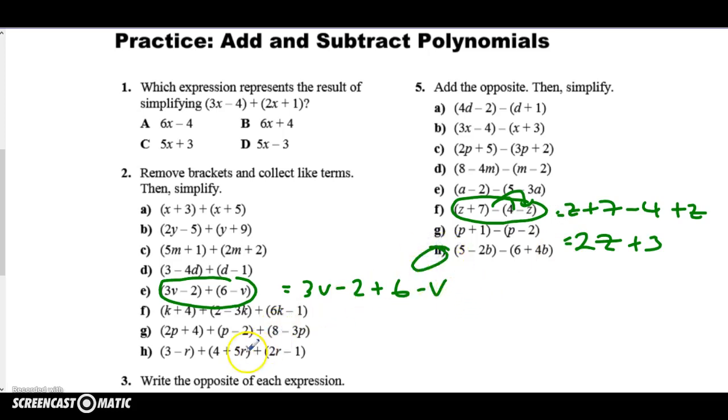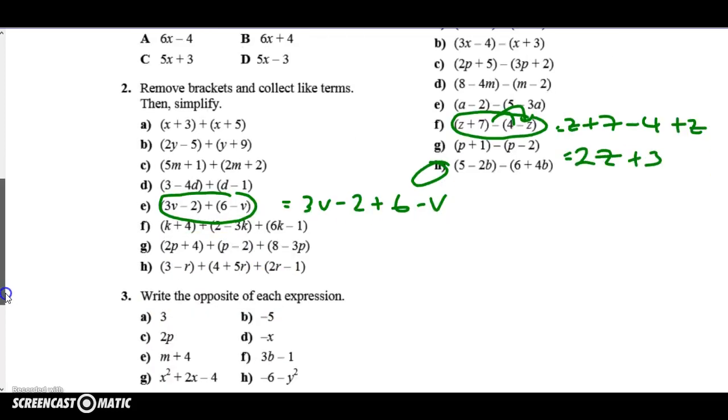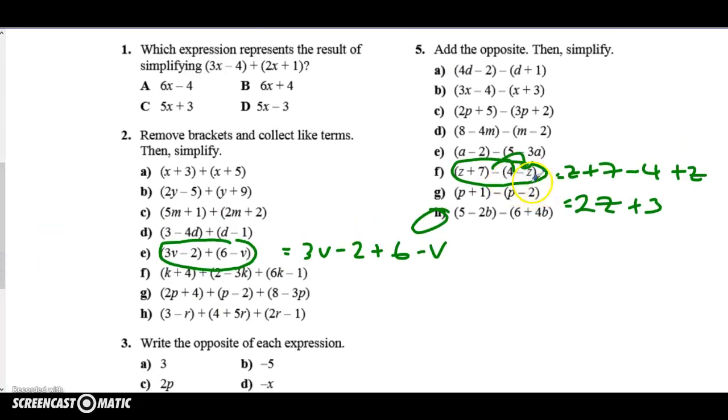Try the rest of these. But make sure when you open this up, you change the signs on both. Okay, so often what happens is somebody says minus m minus 2, and they go minus m, minus m, and then minus 2. So the negative, you multiply this by negative 1, and you multiply this by negative 1, so this would become plus 2.